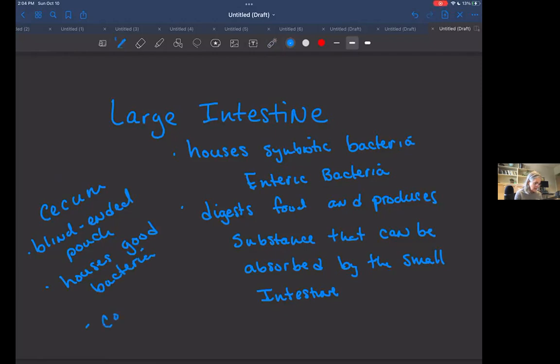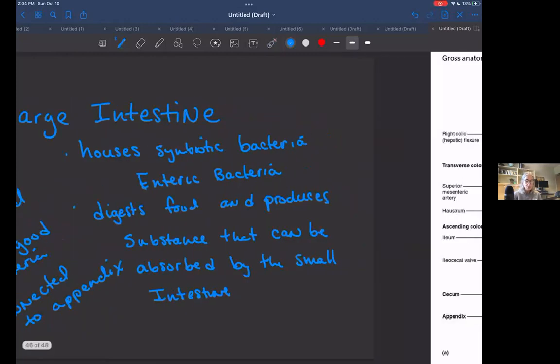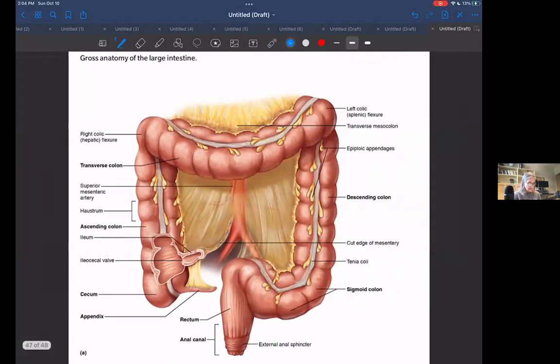And it is connected to the appendix. You'll remember that the appendix is actually also part of your lymphatic system. It's part of the MALT, mucosa-associated lymphatic tissue, and it serves an immune response. So if we look at the appendix, it is appended onto the cecum. So it's attached onto it. It is a finger-like projection.